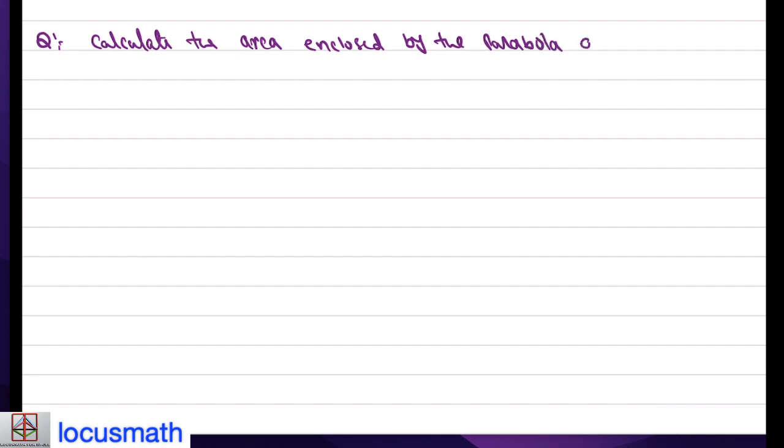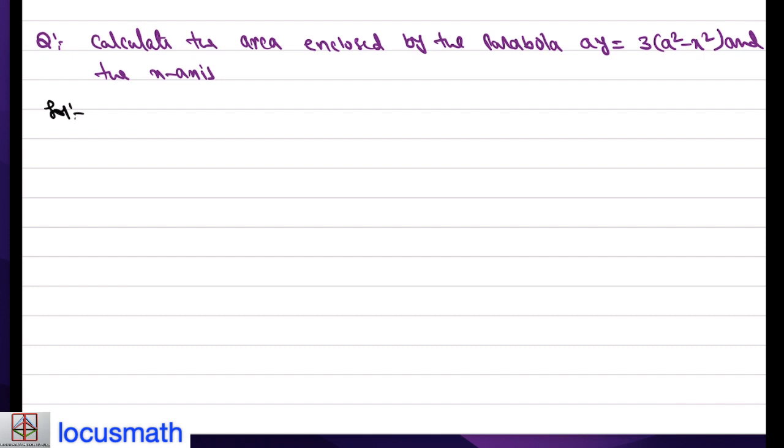Next question is, calculate the area enclosed by the parabola ay equals 3 times a squared minus x squared and the x-axis. So this is the question.